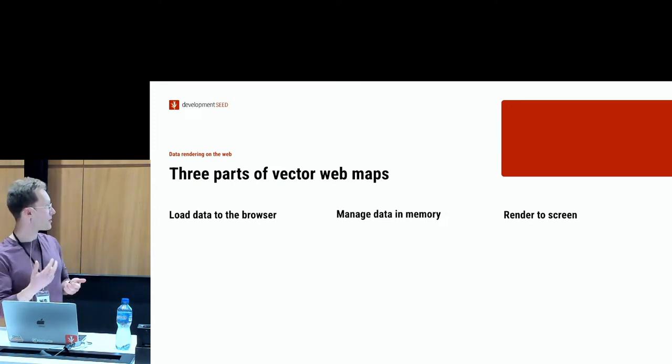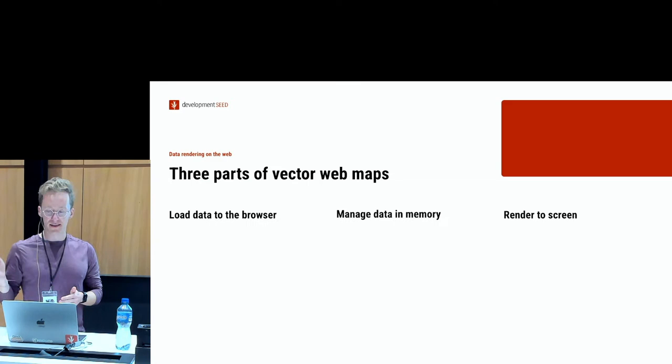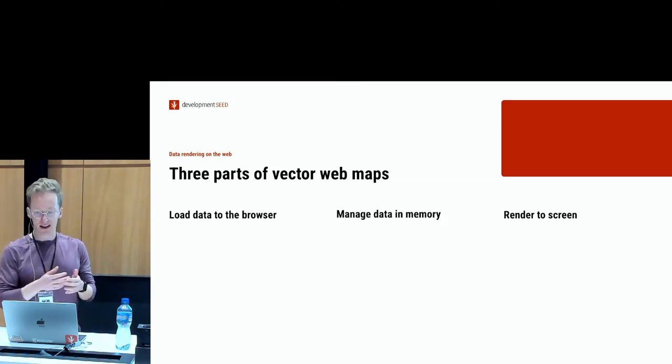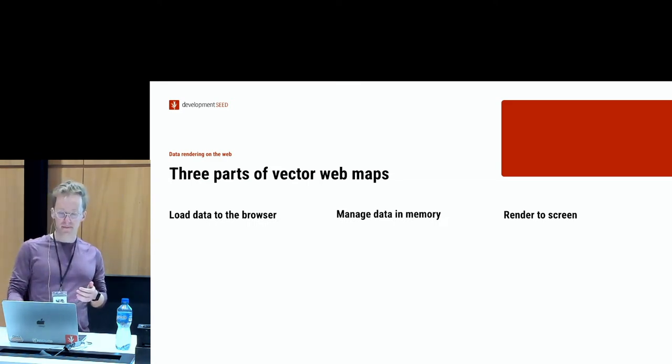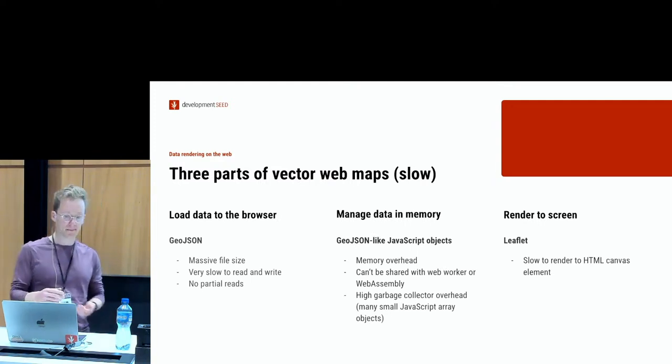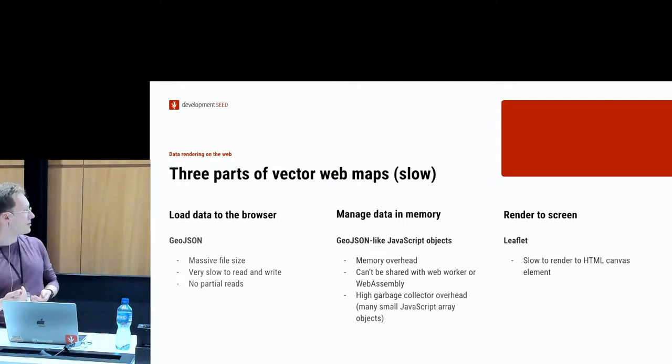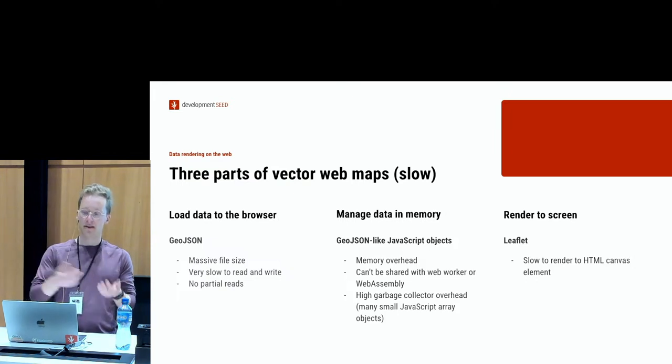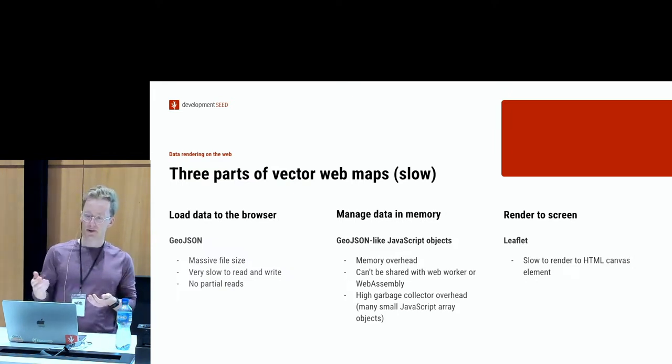So in web maps, there are 3 different steps that you have to handle to get the data to actually render to screen. You have to load the data somehow into the browser, manage it in JavaScript in memory, and render it to the screen. Historically, if you've used libraries like IPyLeaflet to connect to the Leaflet JavaScript library, it tackles these 3 parts by using GeoJSON JavaScript objects in memory, and then Leaflet to render to screen.